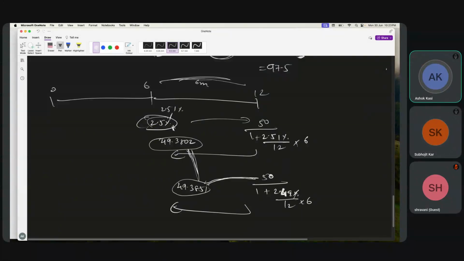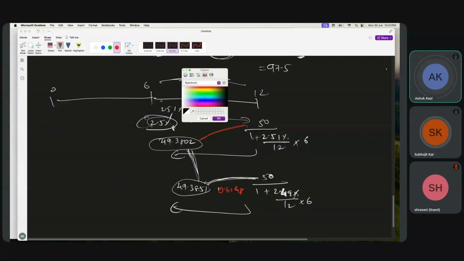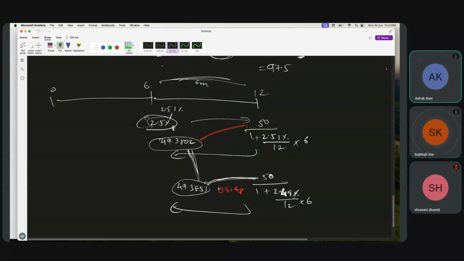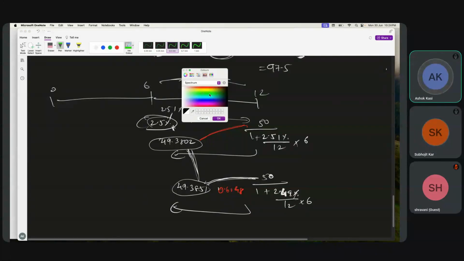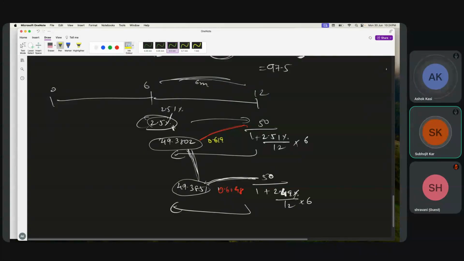Find out what is the difference here. 50 minus 49.3851, so it's 0.6148. Now here you find out the difference: 50 minus the other number, 0.6198. So now you see this is 0.6148.